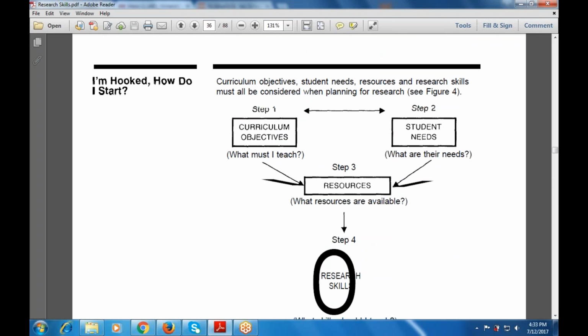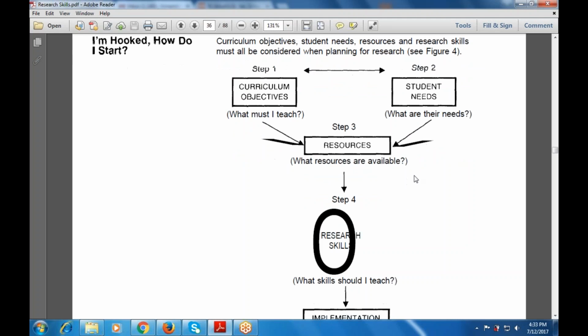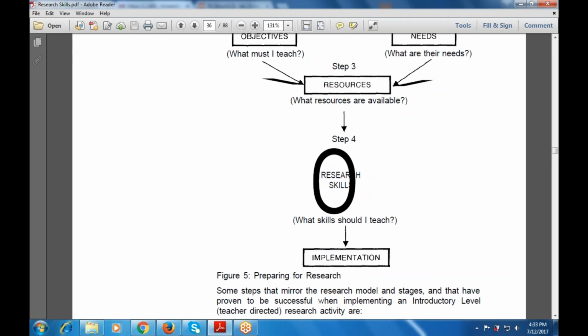First stage, for example, what must I teach? The second stage is what are the needs of the students? Then stage 3 is what are the various resources that are available. Then stage 4 is implementation of the research skills. What skills should I teach, and whether that is relevant to the students or not. So one is the curriculum objectives, one is the needs, one is the resources, one is the implementation.